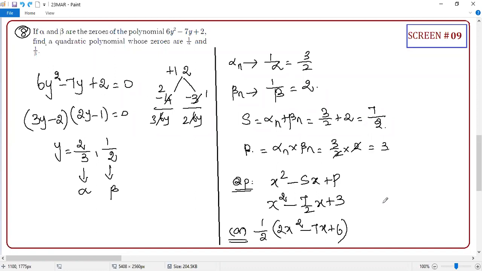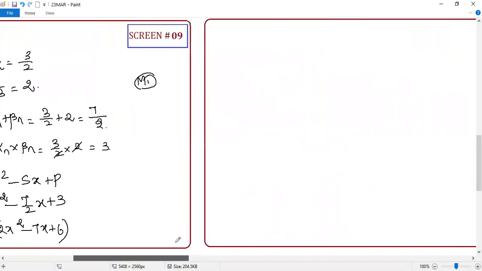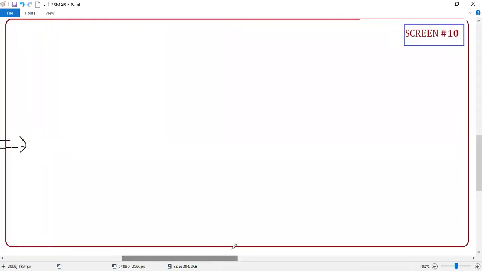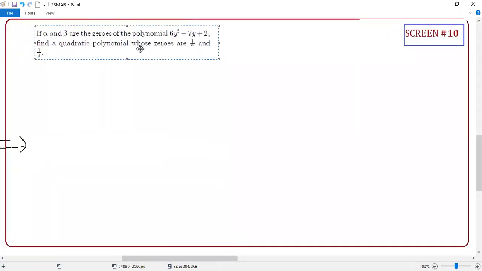But in general, this question is approached in a different way. According to many textbooks, they will not find the actual zeros. So I am going to call this method 1. Here is your method 2, M2. Why I'm teaching you both? It's your choice. You can use either one of the methods.